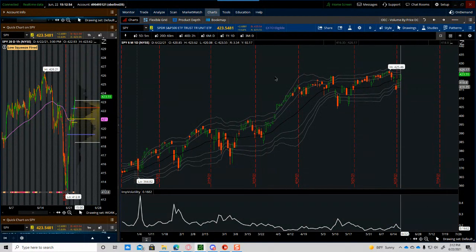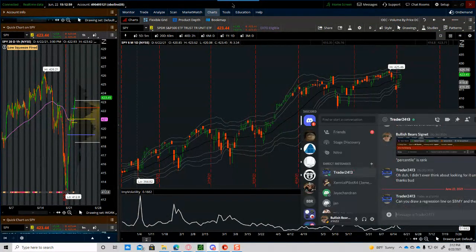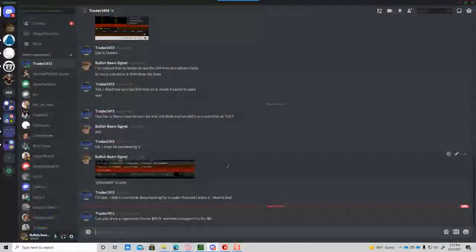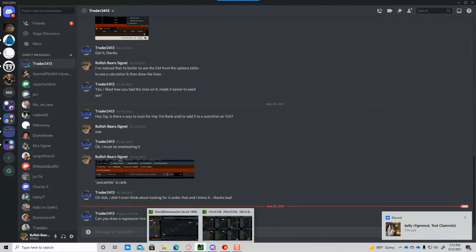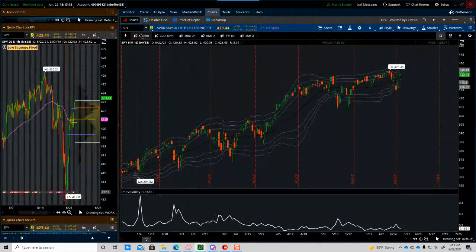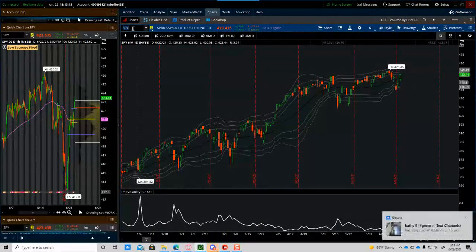So we got a question here from Trader. Can we draw a linear regression line on BMY and then compare it to, I'm not sure what BB is, to the company BB? So you would need to normalize things, right?